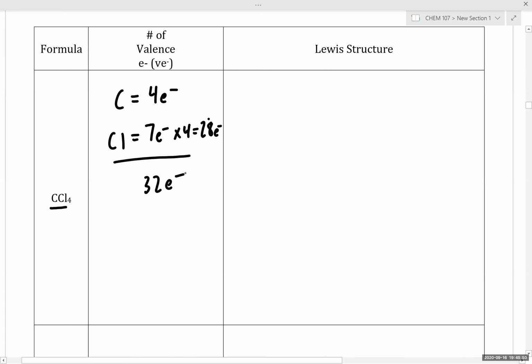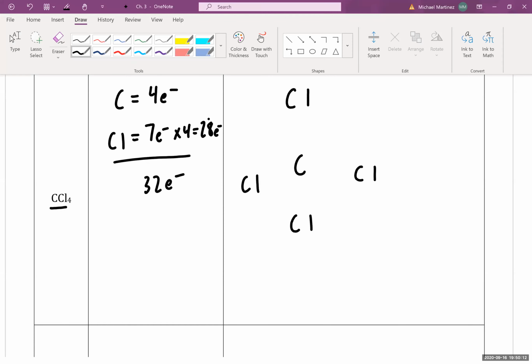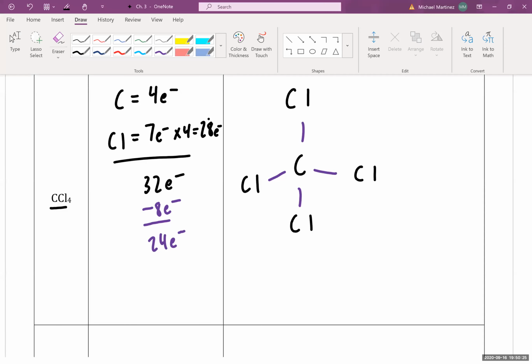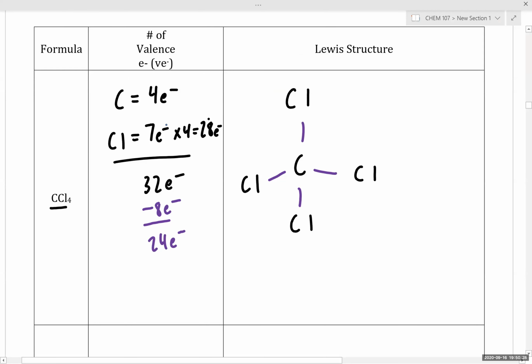Now, what atom do we put as our central atom? Carbon, yep. Then we surround our carbon with each of our other atoms. And then, only then that we have our skeleton, we form one bond each. So we've used up 2, 4, 6, 8 electrons. That gives us 24 electrons remaining. Now what do we do? Lone pairs, exactly.